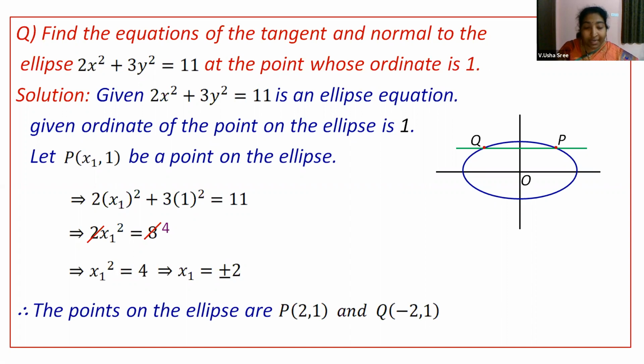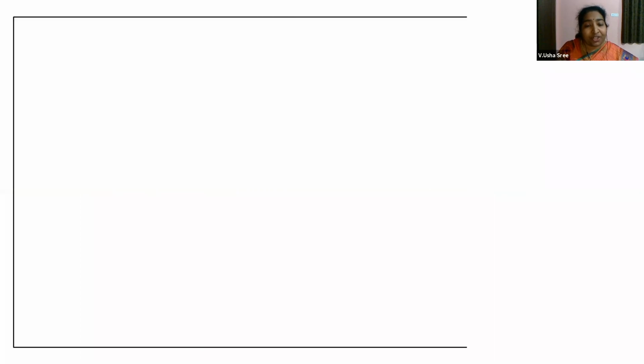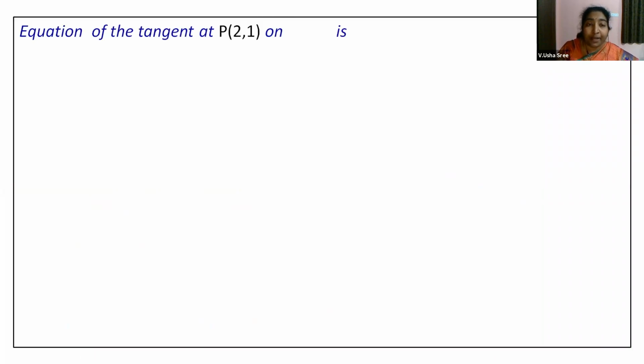All right, children. Now, having found the points where the ordinate is 1, we will quickly get into the calculation of the equation of the tangent. Now, the equation of the tangent at the point P, that is with the coordinates (2, 1), on S equal to 0. Now, when S equal to 0 is the ellipse equation you have, S1 equal to 0 will be the tangent equation. This is what we have seen, isn't it?